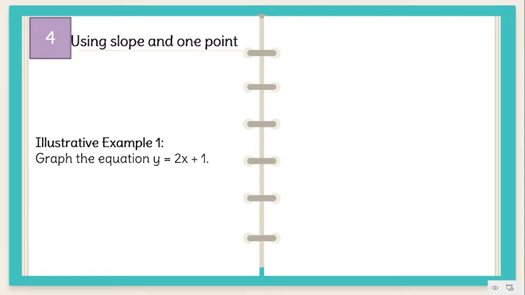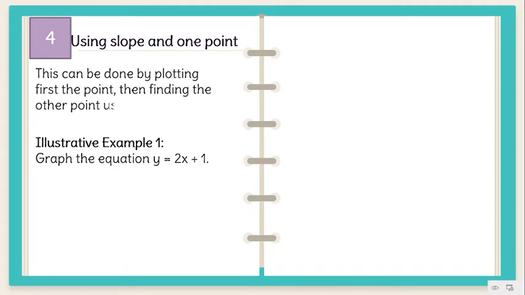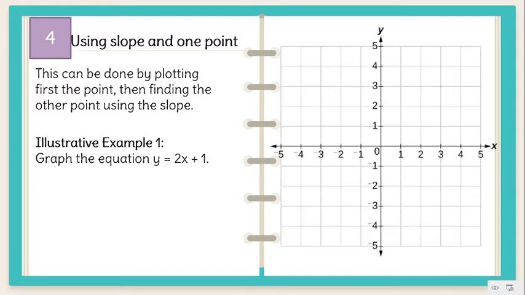Let's have an example. Graph the equation y is equal to 2x plus 1. So this can be done by plotting first the point, then finding the other point using the slope. So to do that, we're now going first to assign a value for x to get a point. So for example, let's assign x is equal to 1.